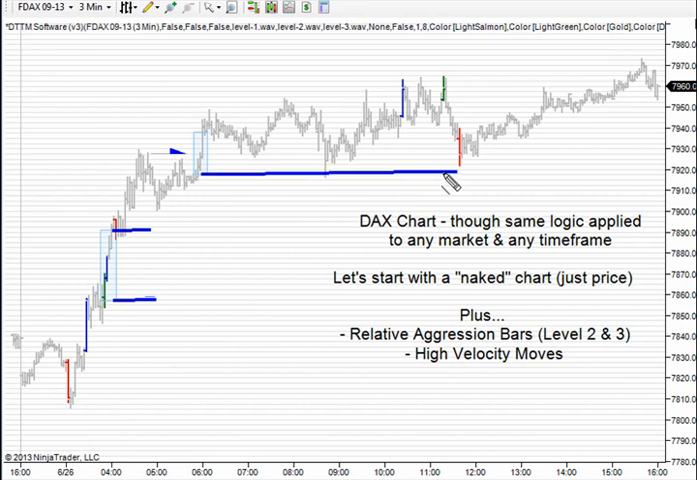Can the low of this hold? Can we get some follow through above? Okay, so that's the thinking on high velocity moves. It's just another, basically the same logic, but another way of getting to that information. Okay, that's high velocity moves.